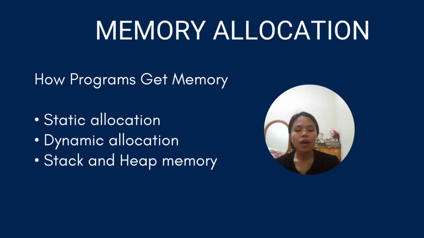Next is memory allocation. Memory allocation refers to how memory is assigned to our programs. There are two main types of memory allocation: static allocation and dynamic allocation. For static allocation, memory is assigned before program execution, while for dynamic allocation, memory is assigned while the program runs. Memory is divided into two main regions: the stack, used for local variables, and the heap, used for dynamic memory. Efficient allocation ensures smoother performance.